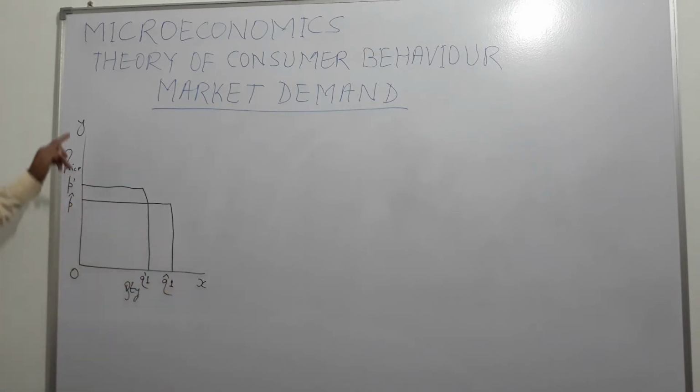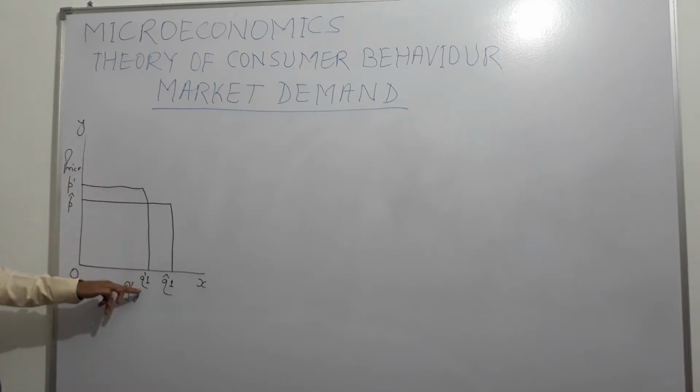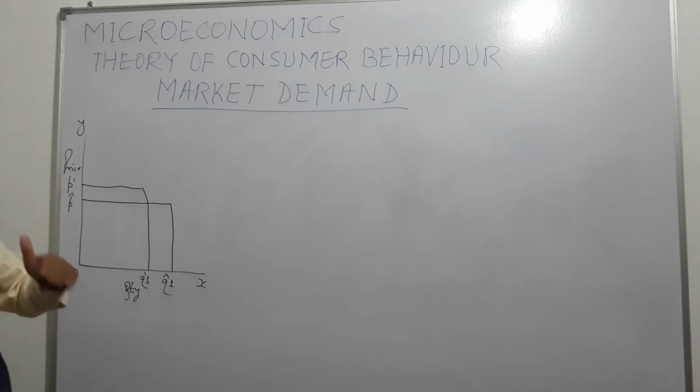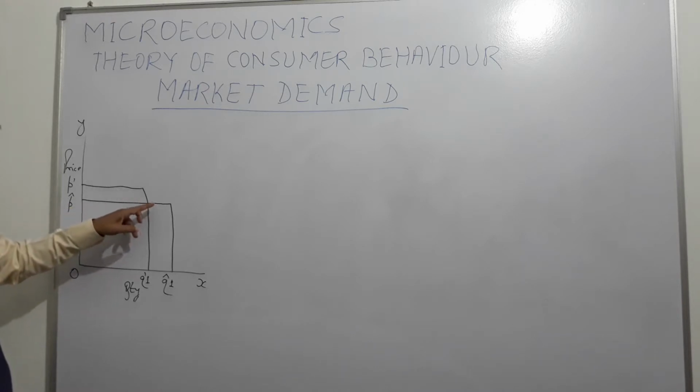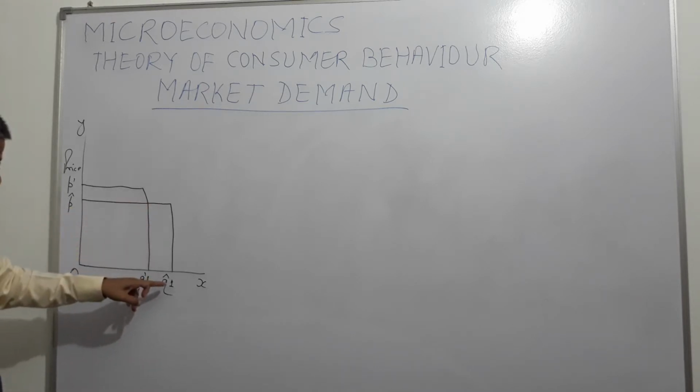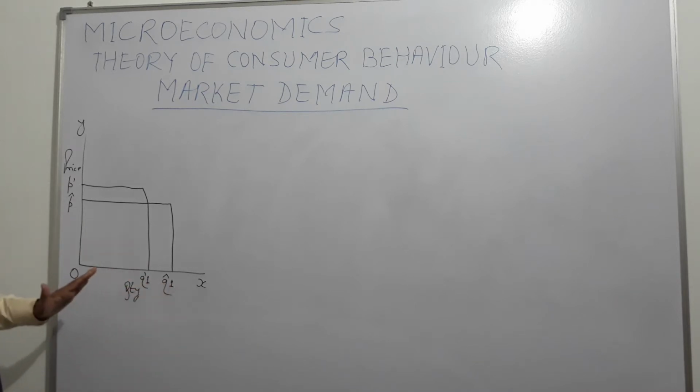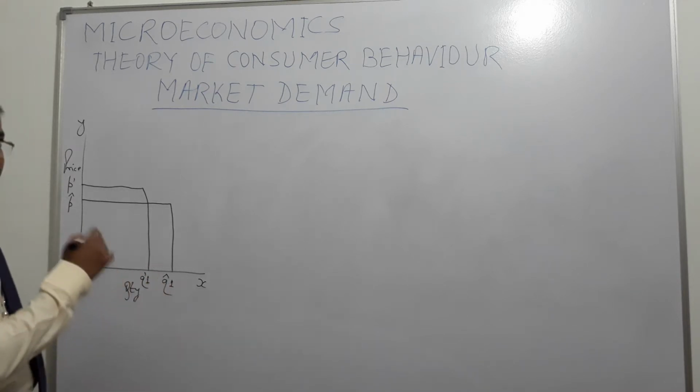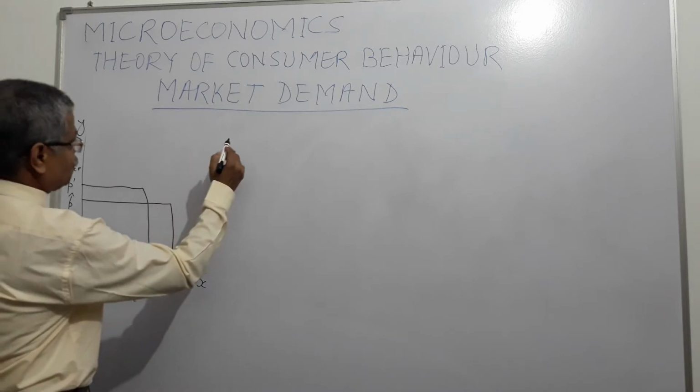O, X, Y. This is the price, this is the quantity demanded. At P prime, consumer 1 demands Q prime 1 quantity of the good. At price P hat, consumer 1 demands Q hat 1. This is the quantity demanded. This is consumer 1. Let us go to consumer 2.